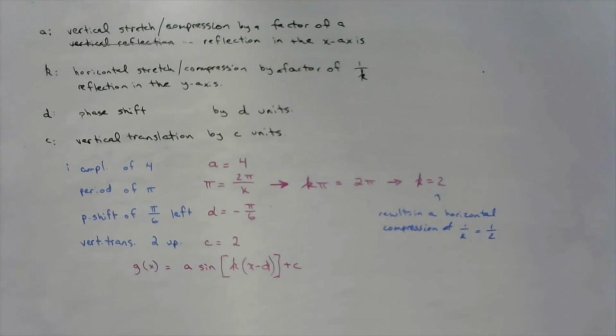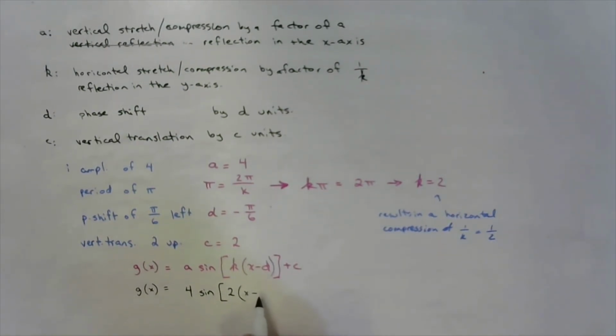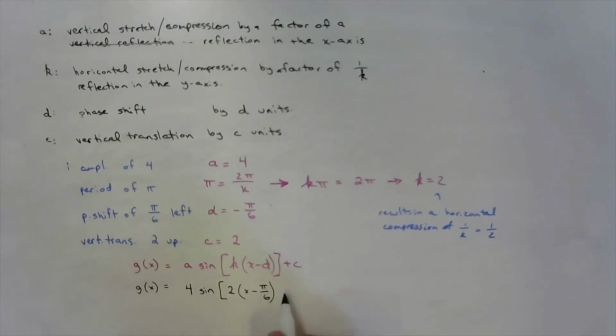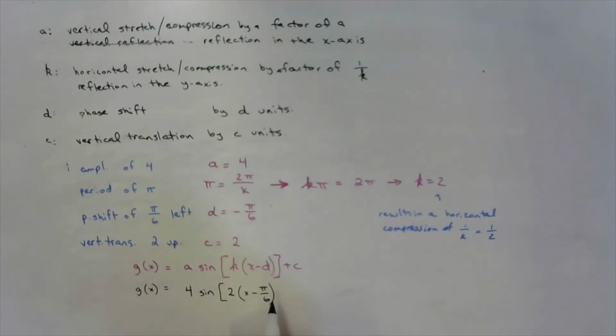All we need to do is take the information that we found out here and sub it in the correct place. So g of x is equal to A is 4 times the sine of square bracket K is 2 x minus D, where D is negative pi over 6, which means we end up with a plus sign in there. So x plus pi over 6, and then we're going up 2, plus 2.